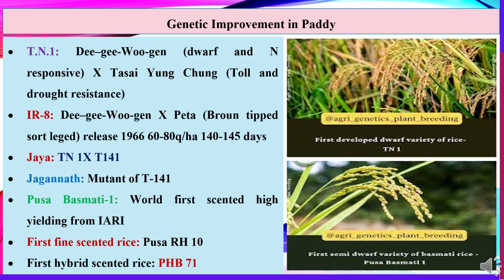Jaya. Cross, TN1 times T141. Jagannath. Developed as a mutant of T141. Pusa Basmati 1. World's first scented high-yielding variety from IARI. Pusa RH10. First fine scented rice variety. PHB 71. First hybrid scented rice variety.